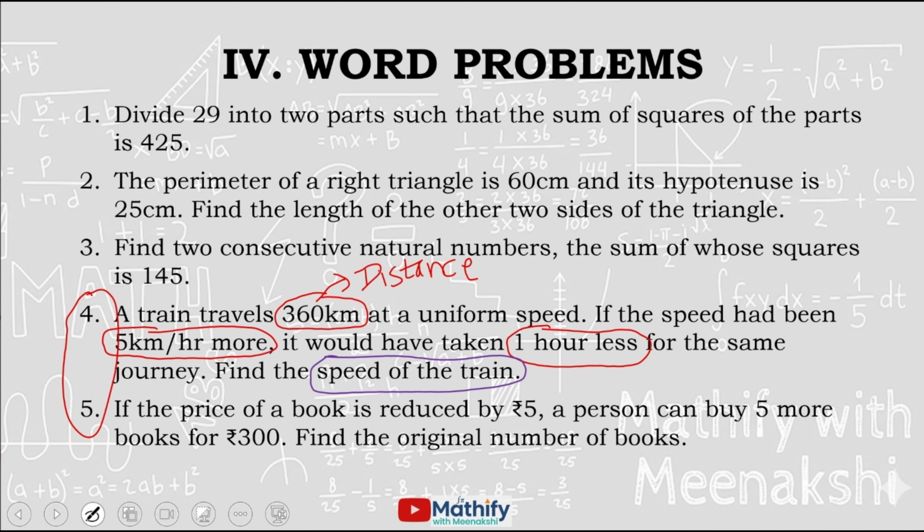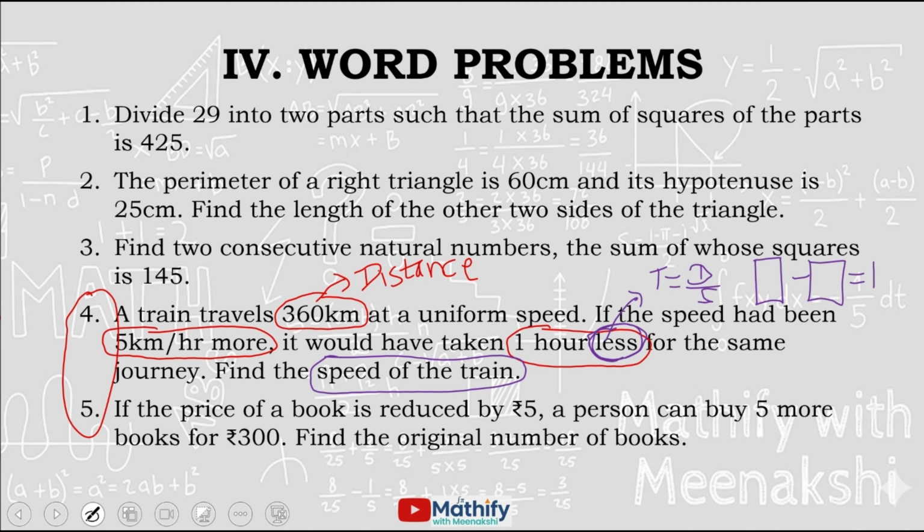But when they ask only speed, I use the formula for the other one, like I will use the formula for time. So we'll use the formula for time, and time is distance by speed. Now it is given that the difference between the times is 1, so that means something minus something is equal to 1.